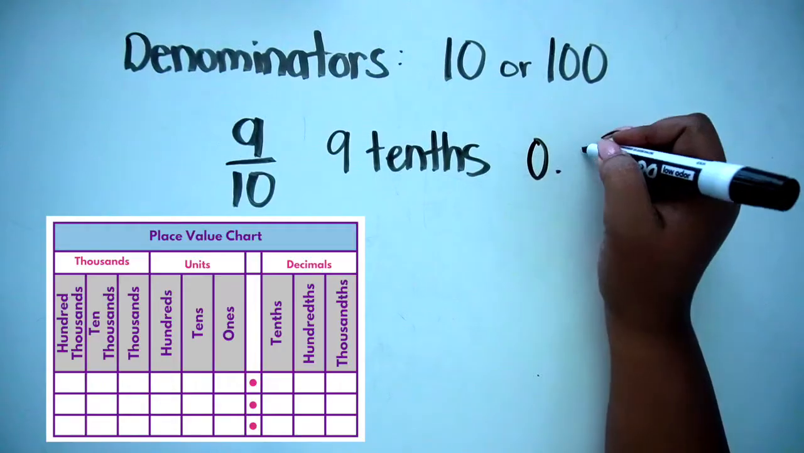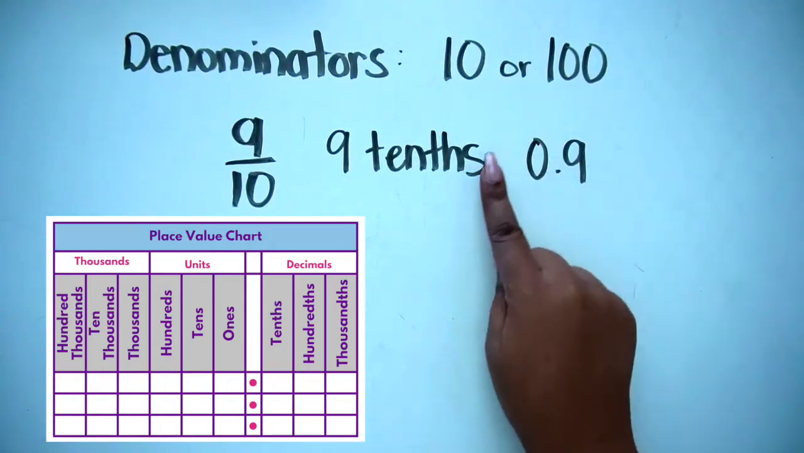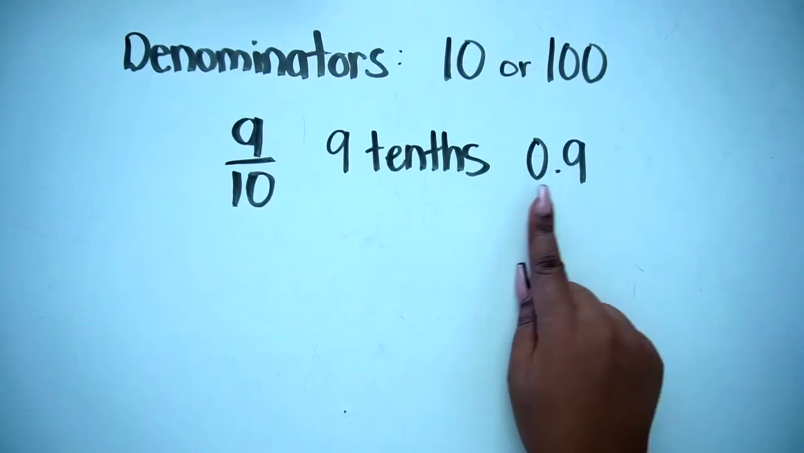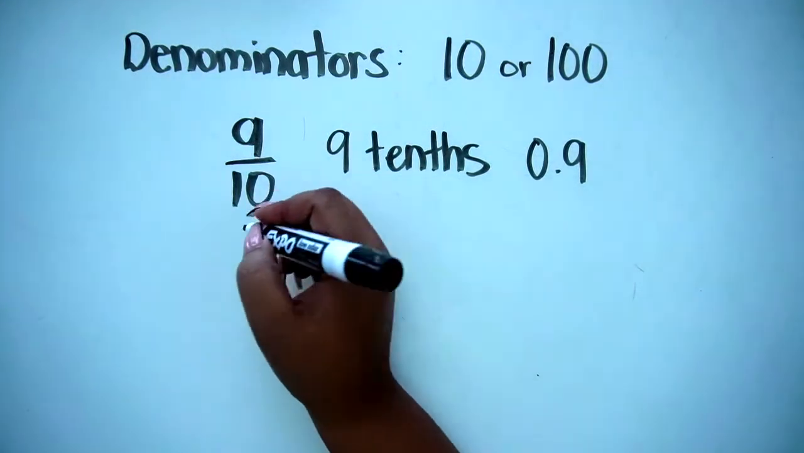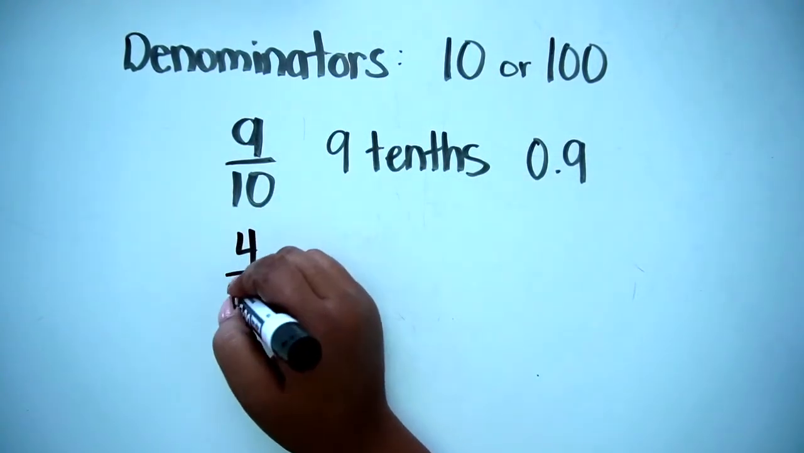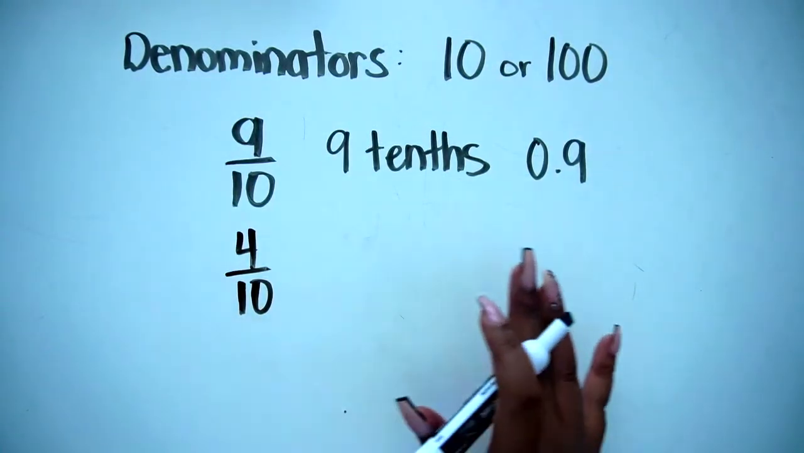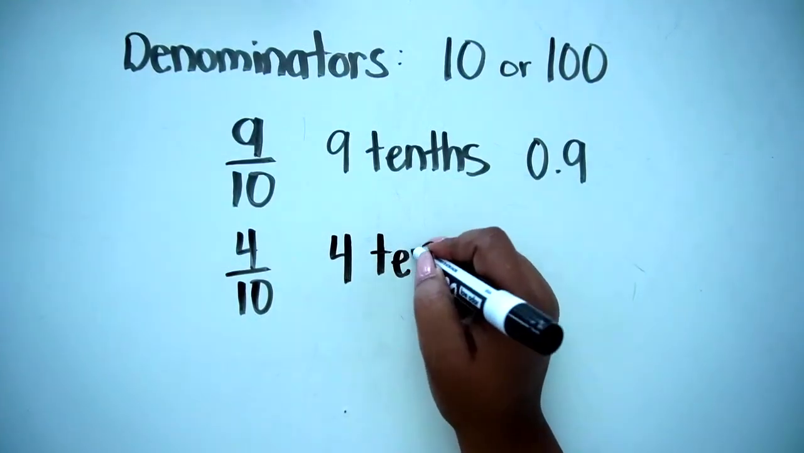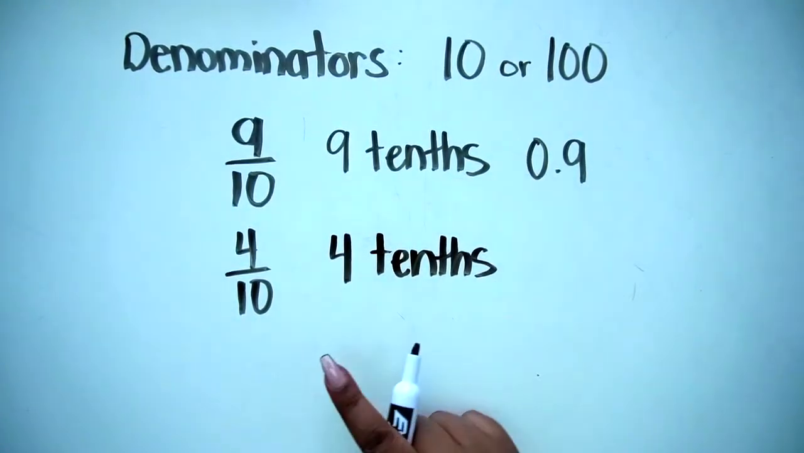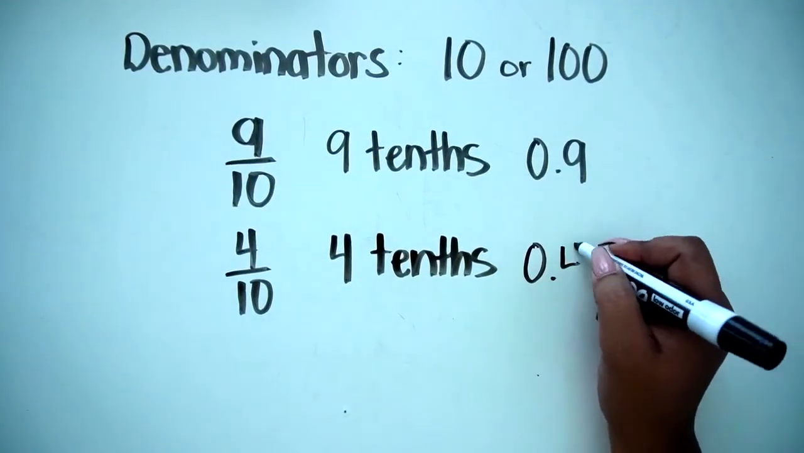So according to place value, the 9 goes in the tenths place, which is to the right of the decimal point. So when I'm writing it as a decimal, this is what it should look like, as a fraction and as a decimal. Another example is 4 tenths. We want to convert that to a decimal. We know 4 tenths, our 4 should be in the tenths place because we have 4 of them.